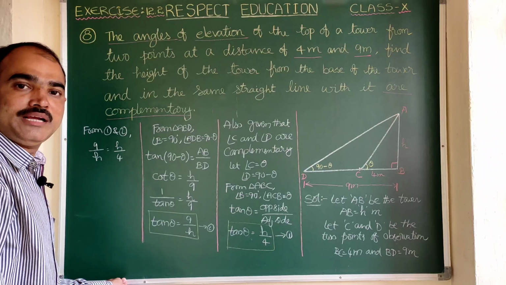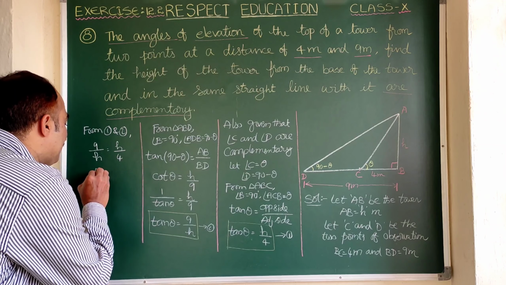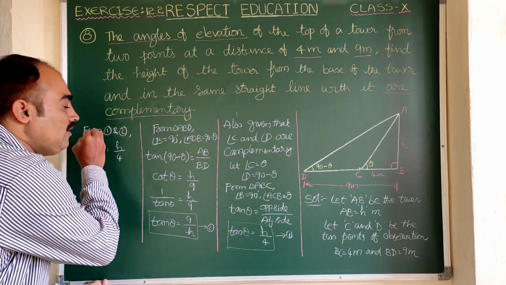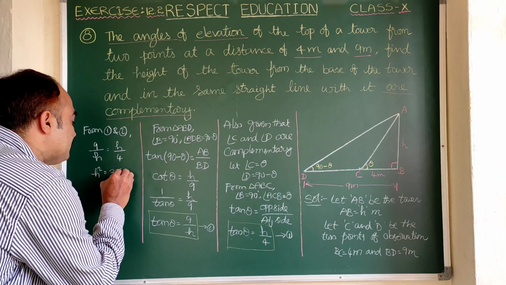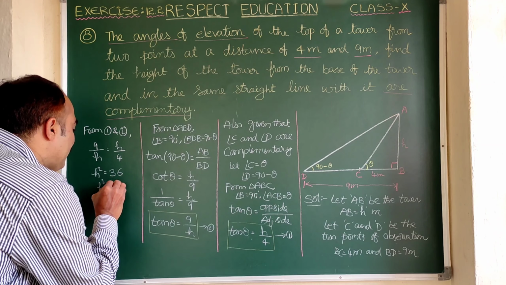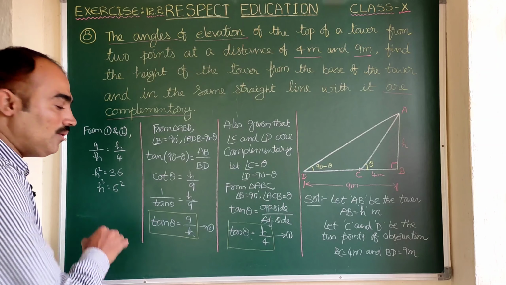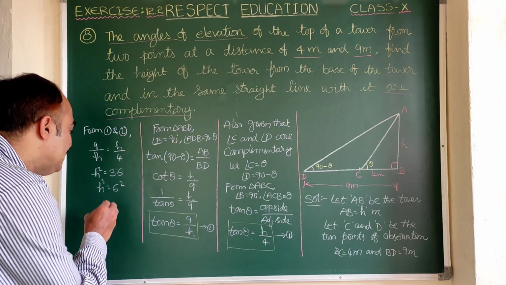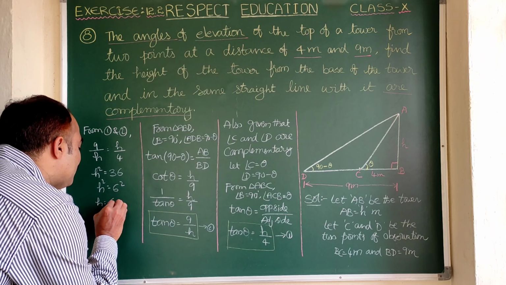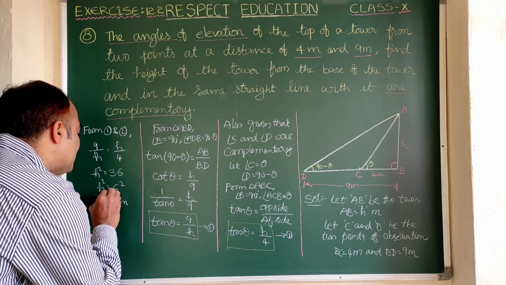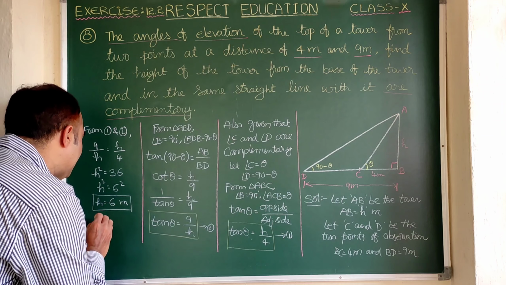Now let us do cross multiplication. h into h is equal to h square, which is equal to 9 fours are 36. Now h square is equal to 36, which can be written as 6 square. Now let us take square roots on both sides, so that you will get h is equal to 6 meters. So finally we got h is equal to 6 meters.